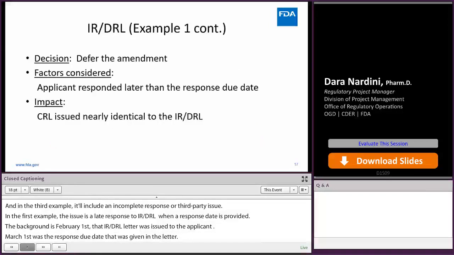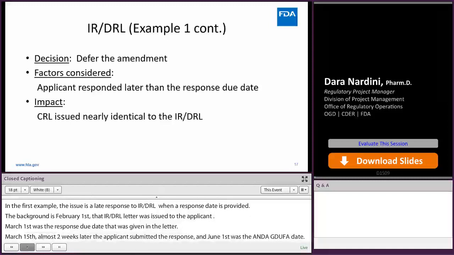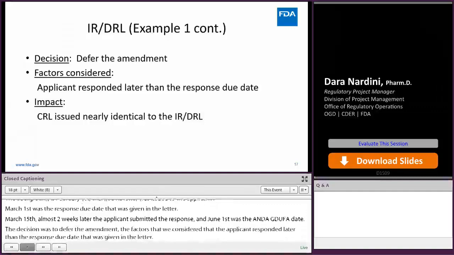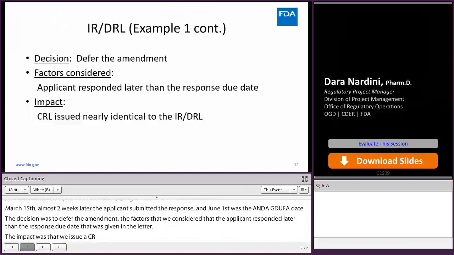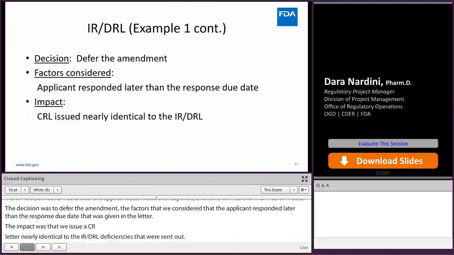The decision was to defer the amendment. The factors that we considered were that the applicant responded later than the response due date that was given in the letter. The impact was that we issued a CR letter nearly identical to the IR, DRL deficiencies that were sent out. So it's important here to note that the agency selects a date based on the current workload and the amount of time that we need to assess that response.